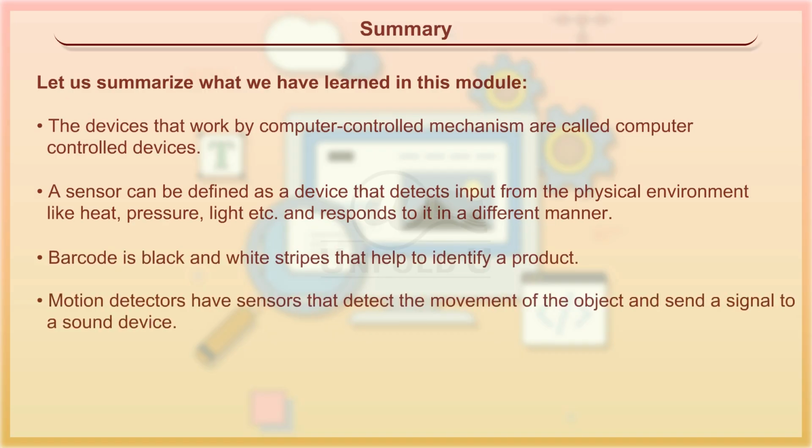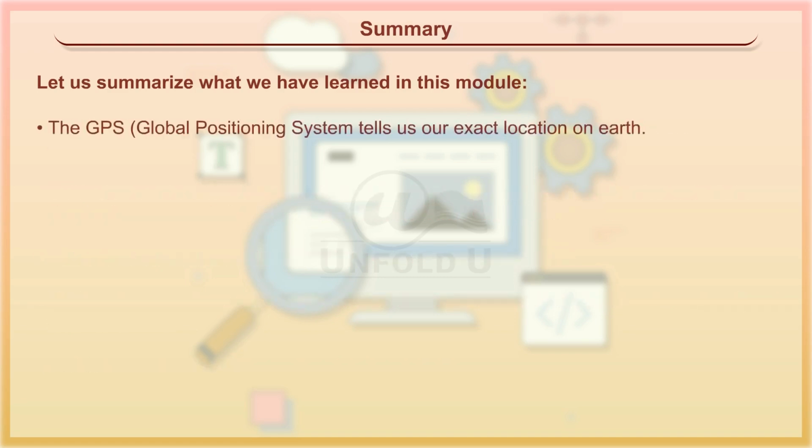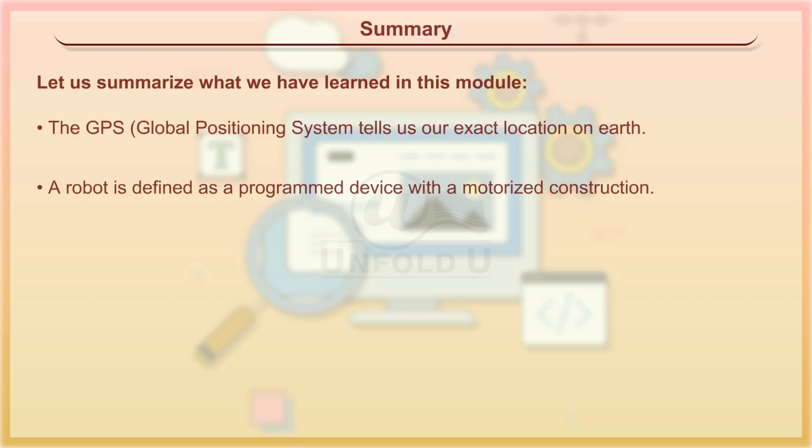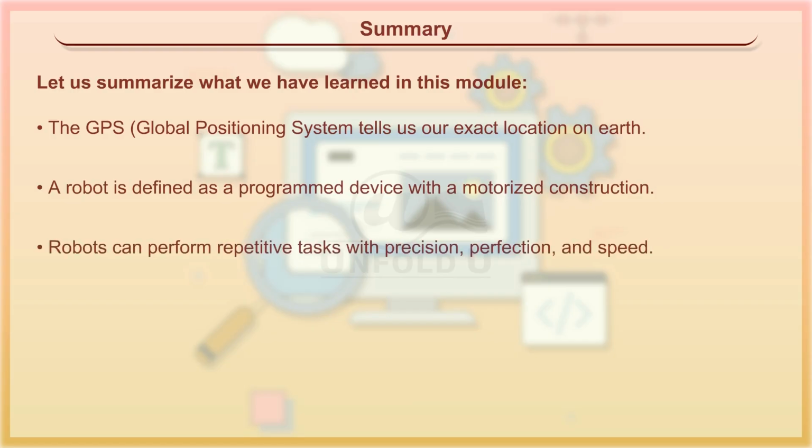Motion detectors have sensors that detect the movement of the object and send a signal to a sound device. Parking sensors are also called backup sensors. The GPS, Global Positioning System, tells us our exact location on Earth. A robot is defined as a programmed device with a motorized construction. Robots can perform repetitive tasks with precision, perfection, and speed.